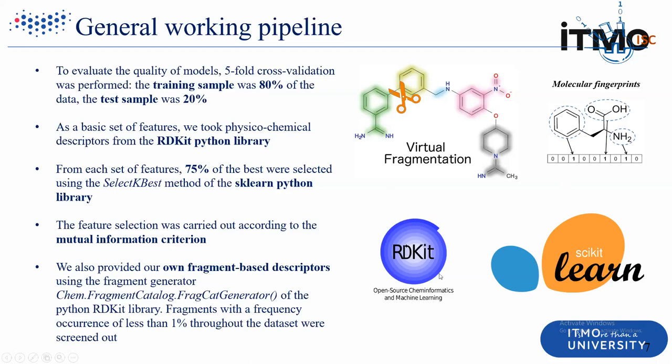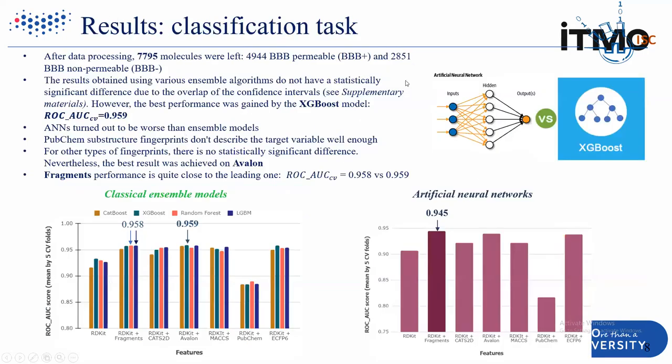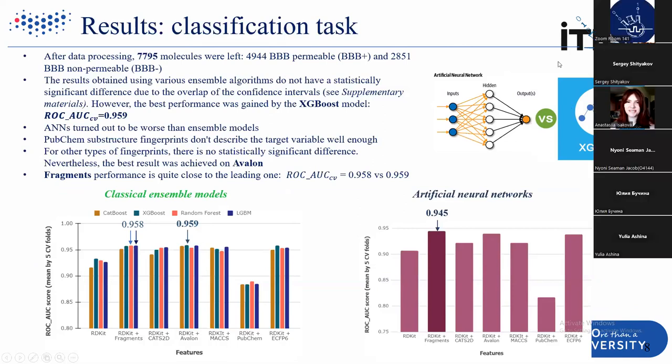So these are the main package libraries: RDKit, the scikit-learn package library, and RDKit package library for open source chemoinformatics and machine learning. So the results of the classification task you see here, using some machine learning algorithms. Here is the scheme of the artificial neural network, where you have perceptrons, input fields, then you have hidden layers, and then you have outputs, versus the XGBoost algorithm.